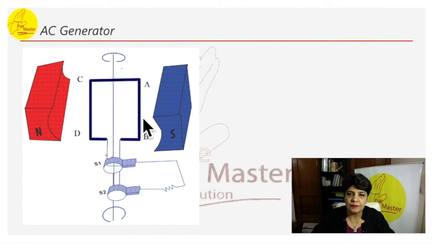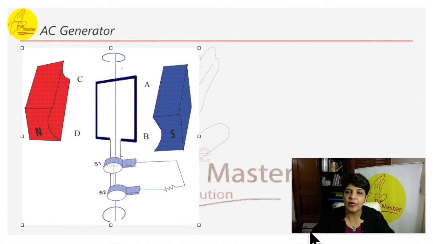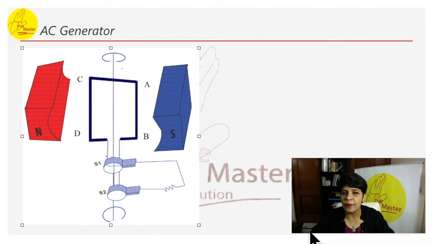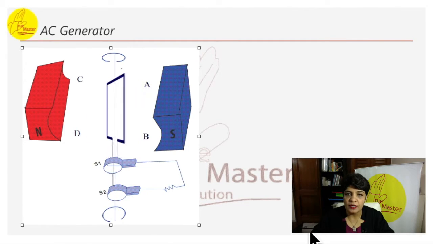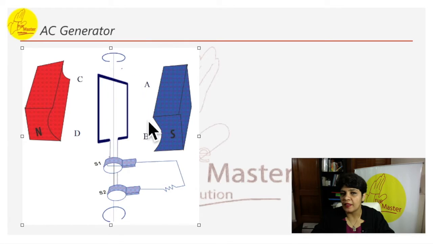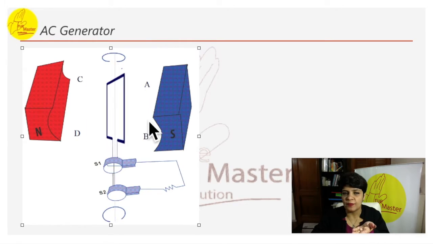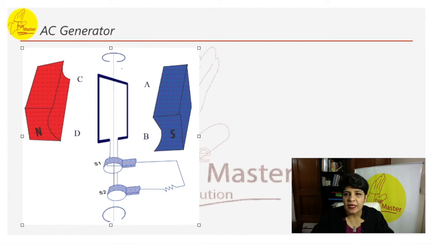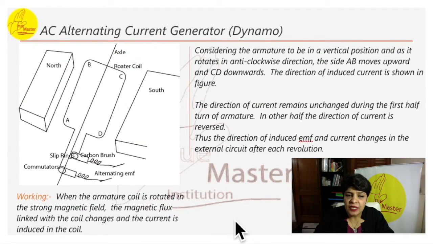Let's have a look at this animation first. This will be the movement. AB is going up and CD is going down. If you see, one side is going up and on the other it's going to reverse. Considering the armature to be in a vertical position, as it rotates in an anti-clockwise direction, side AB moves upward and CD moves downward. The direction of induced current is shown in this figure.